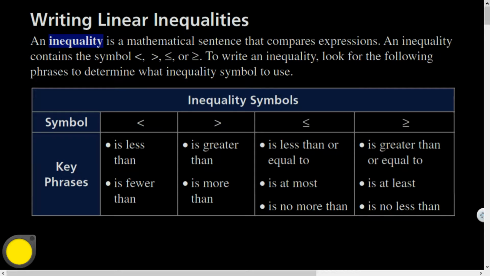Greetings and welcome, friends. We are in a brand new chapter of Algebra 1. We are in chapter two, mis amigos. We're talking about inequalities. That's right.